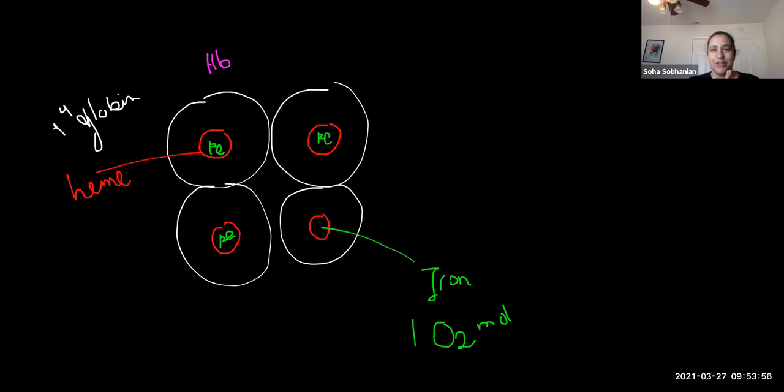So let me ask you a question. How many oxygen molecules can one hemoglobin carry? Correct. So let's type the question. How many O2 molecules does a hemoglobin carry? And the answer would be 4.